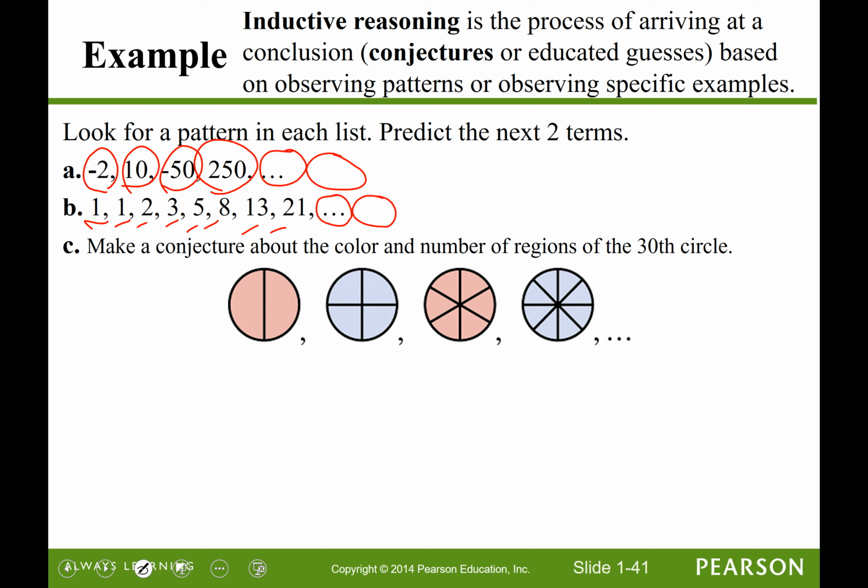Make a conjecture about the color and number of regions in the 30th circle. If this is 1, 2, 3, 4, our fifth one would be pink with 10 segments. So what about the 30th one? Would it be pink or blue, and how many segments would it have? All right, I'd like you to pause this video now and try A, B, and C.